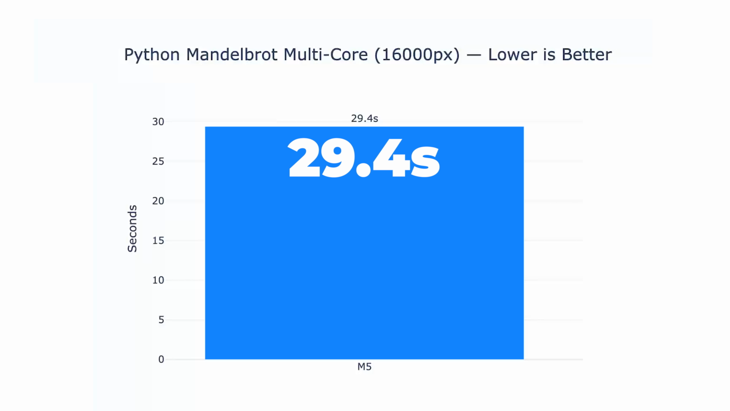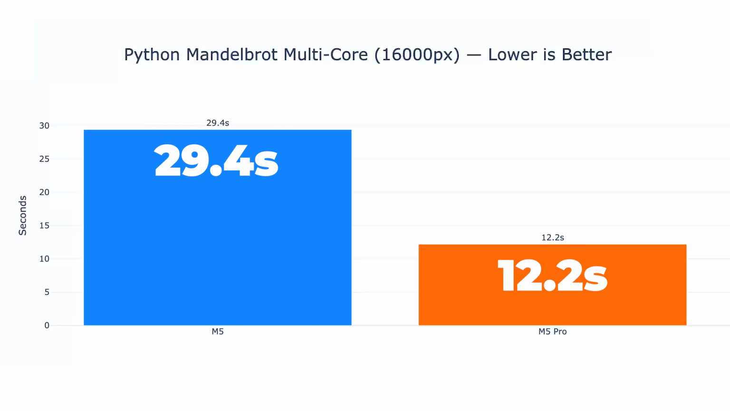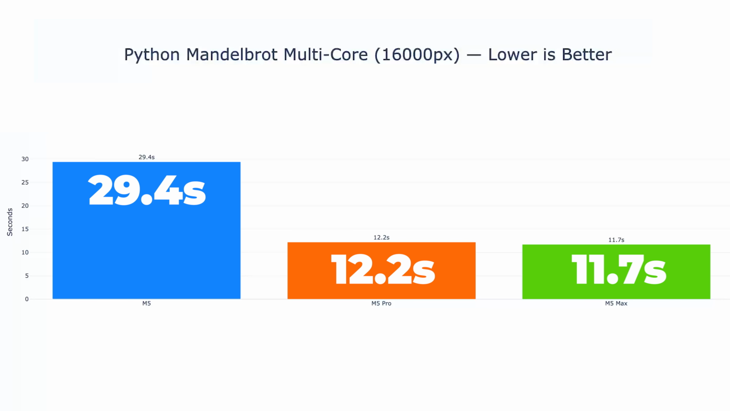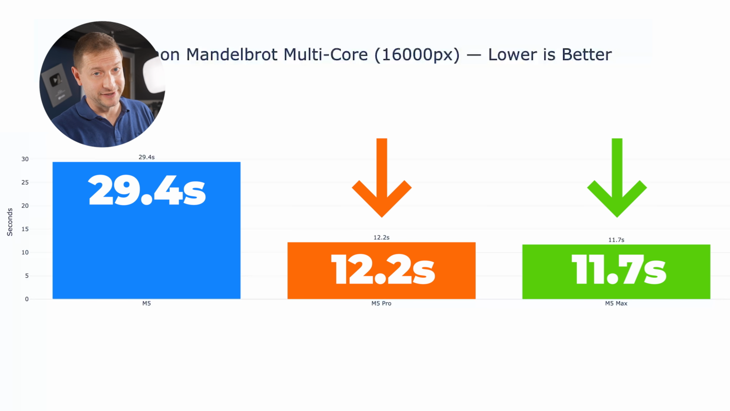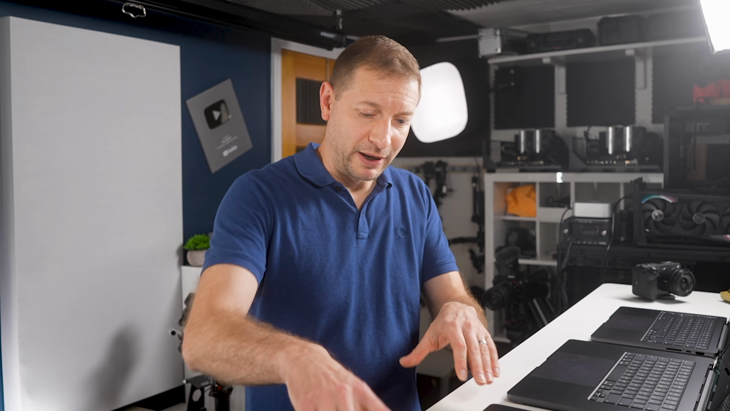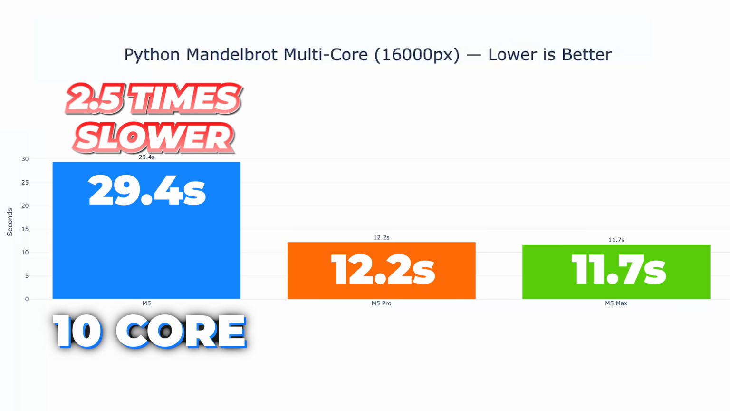M5 29.4 seconds, M5 Pro 12.2 seconds. Big difference. And M5 Max 11.7, a little bit faster. But the Pro and the Max are nearly the same. Same 18-core CPU, just half a second apart. So right away my Max is looking at the Pro and wondering what exactly it's paying for. But the M5 at 10 cores is 2.5 times slower.